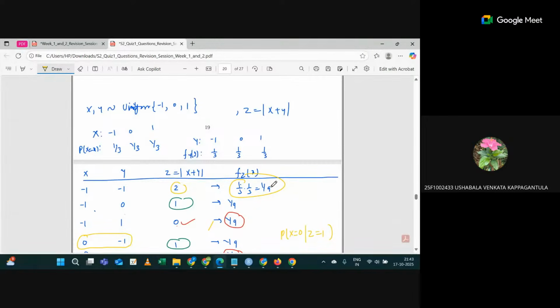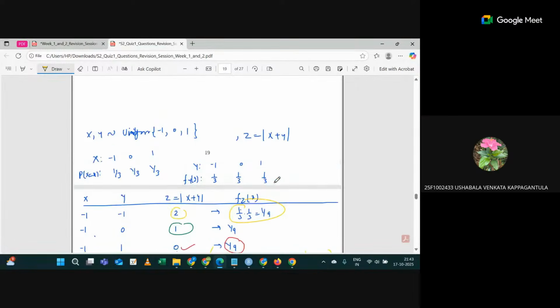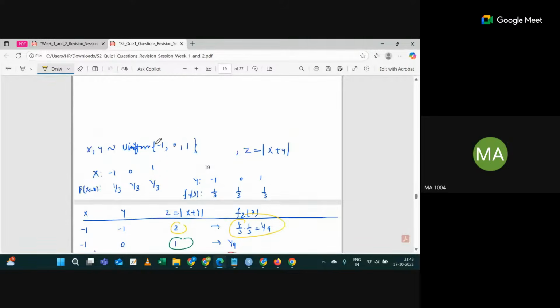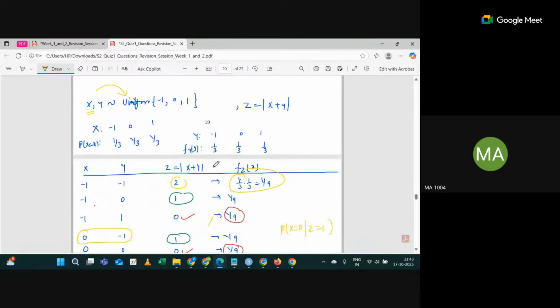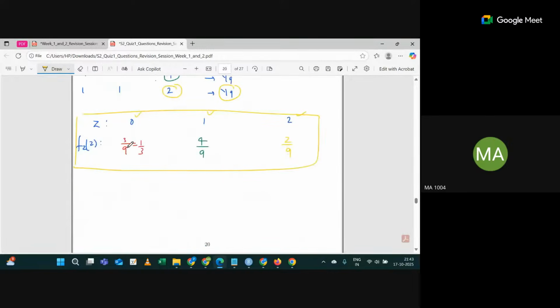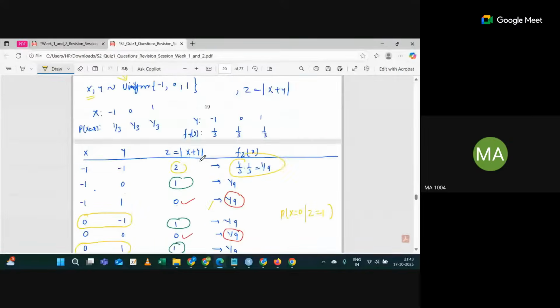So we should not mix this up with the marginal PMF, right? No, it's not a marginal. It's a PMF of a function of two random variables. Marginal is when I'm dealing with only a single variable, basically one of the variables. Okay, sir.